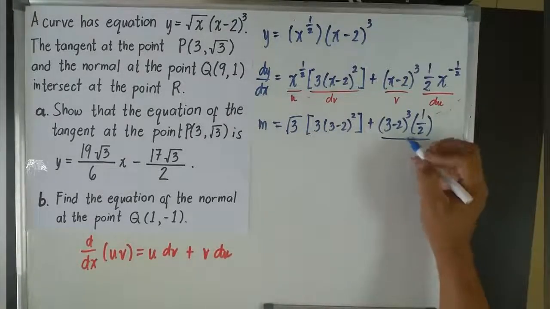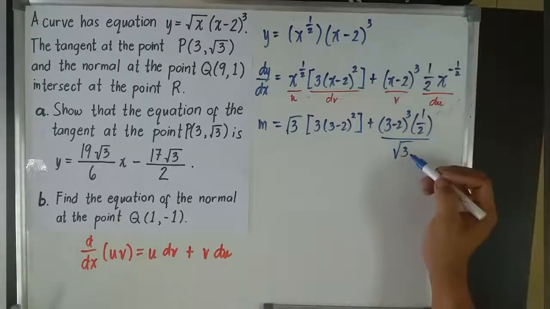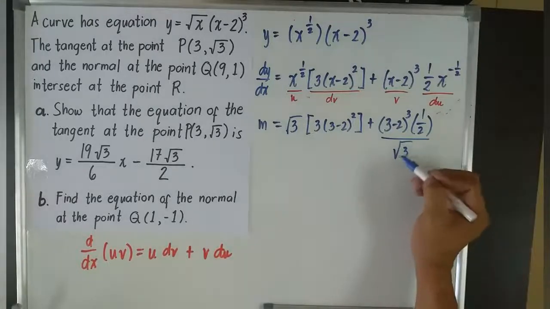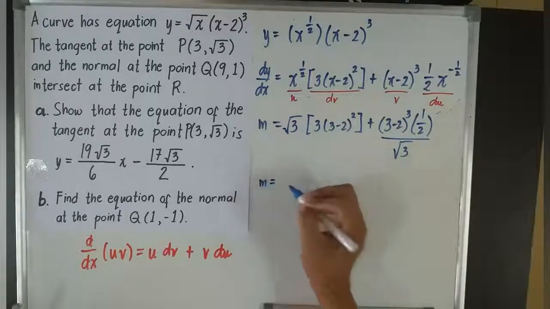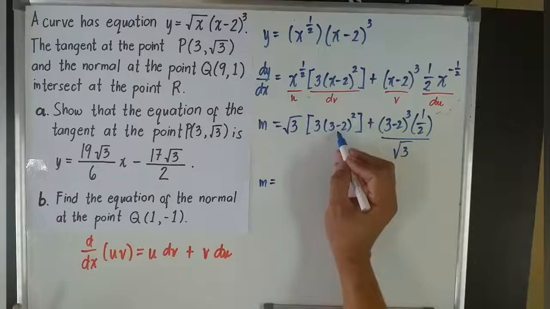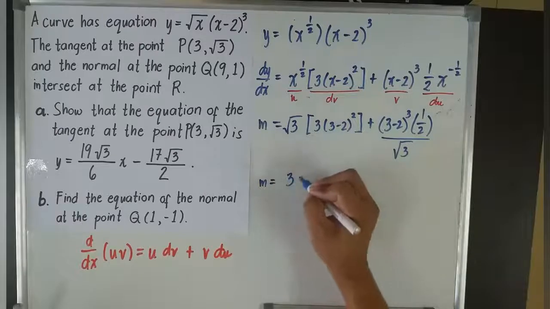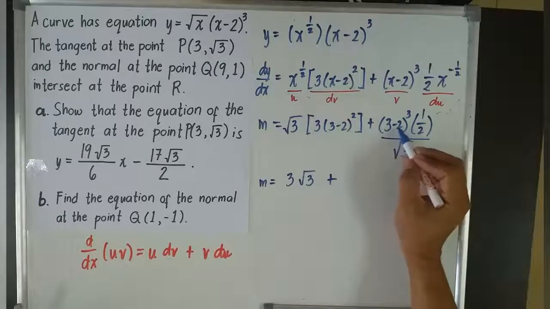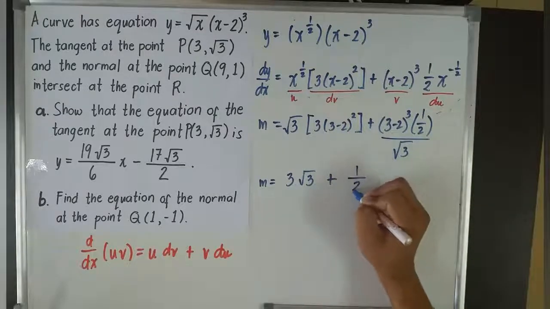So 3 to the power of negative 1/2, you bring it to the denominator, will become 3 to the power of 1/2, which is the square root, just like this one. So m now is equivalent to 3 minus 2 is 1. 1 squared is 1 times 3 is 3. So this will become 3 square root of 3 plus, 3 minus 2 is, what is 3 minus 2? 1. 1 cubed is 1 times 1/2. So it will become 1 over 2.